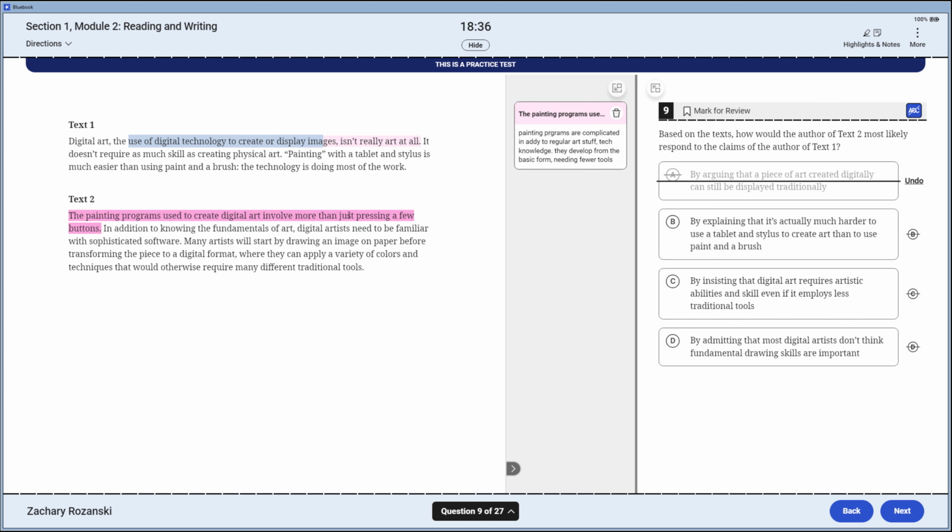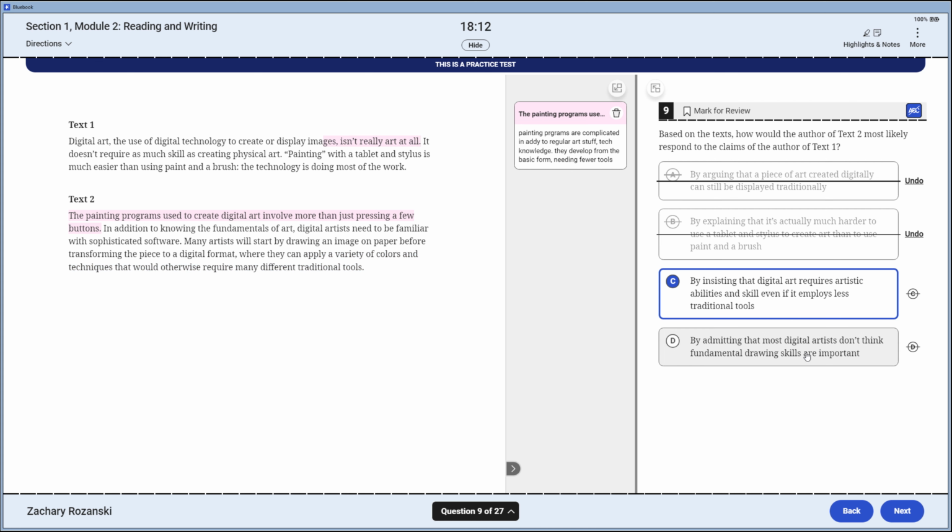No, he doesn't say that it's harder. The skills seem to compound on each other and that they require different things. That's not what text 2 would say. Didn't make its way into my summary. Would text 2 say that digital art requires artistic abilities and skills even if it employs less traditional tools? I love this. Absolutely. Is this going to be it, right? He doesn't throw shade on any of these things. He just makes that there is a possible advantage, fewer tools.